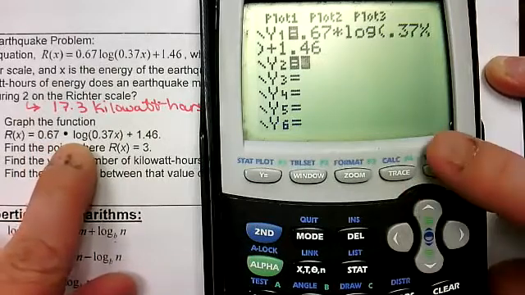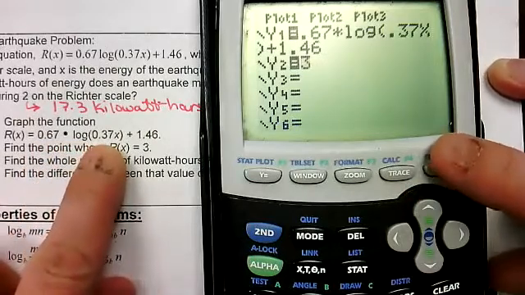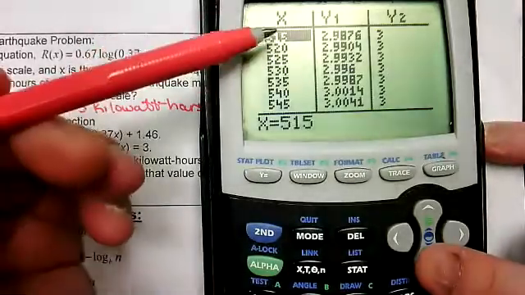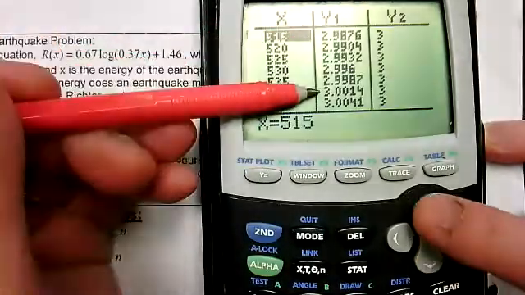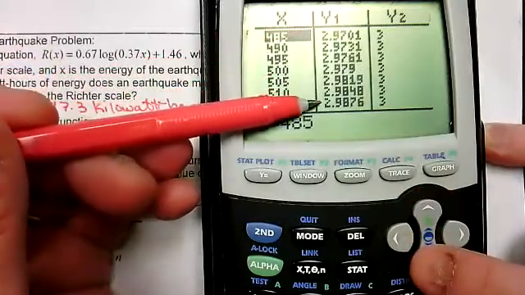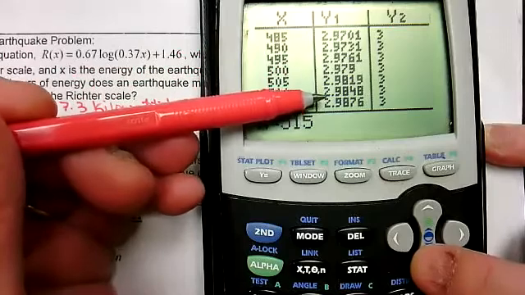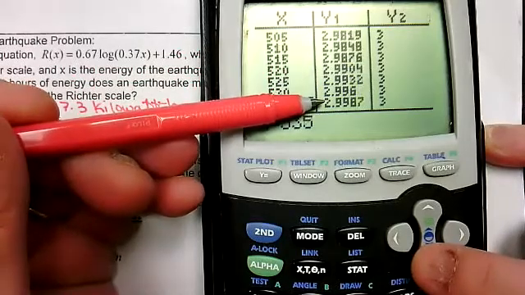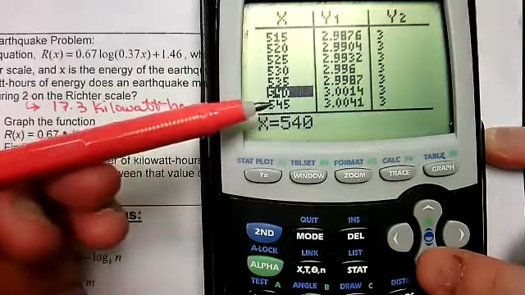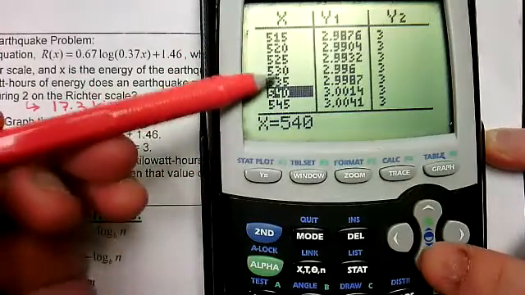So what I'm going to do, since it's not giving me an answer, that's not an issue. I'm going to go ahead and just go to my table. Okay, so when I'm here in my table, I'm looking for a y value that equals 3. You can see that I'm already pretty close to it, but you want to make sure that you find where y actually equals 3 here. Okay, so it's pretty close to 540. It's between 540 and 535.